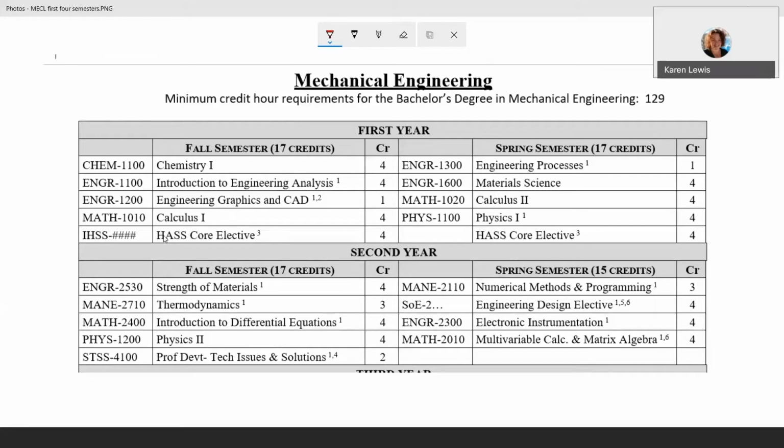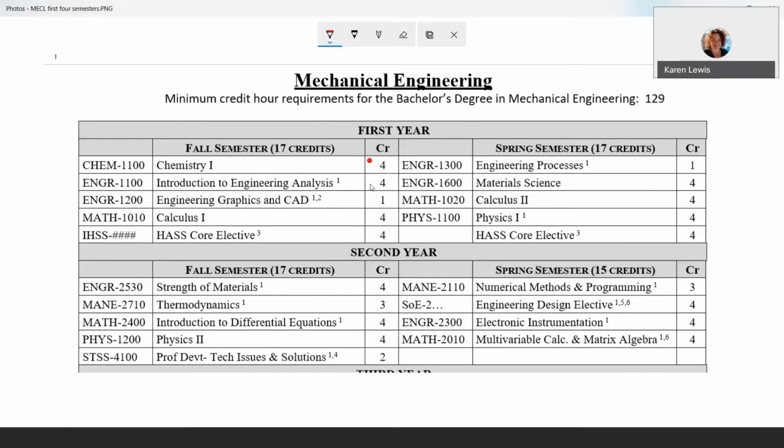Haas stands for Humanities, Arts, and Social Sciences. So let's take a look at these classes in a little bit more detail. So first we have Chemistry 1. This course acts as a prerequisite for a class called Materials Science, which is in the spring semester. So if you don't have credit for Chemistry 1 coming into the Institute, I highly recommend that you enroll in Chemistry 1 the first semester.